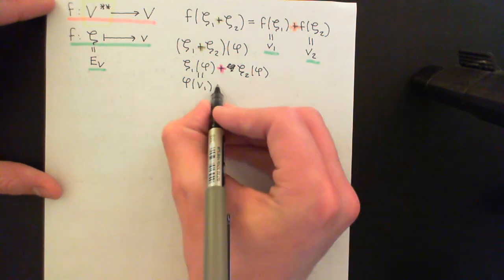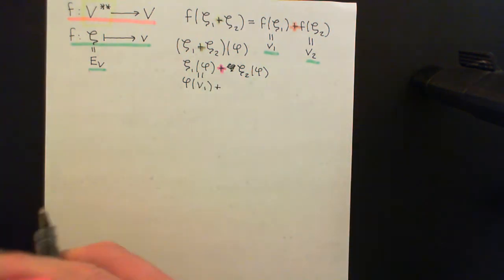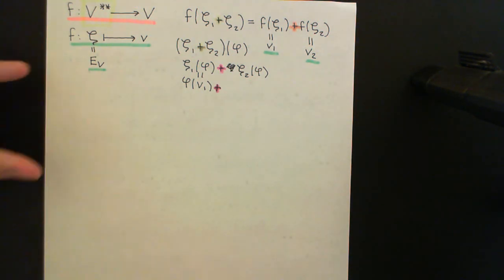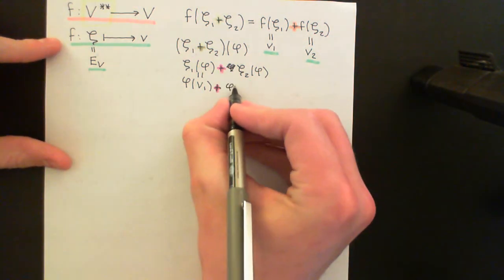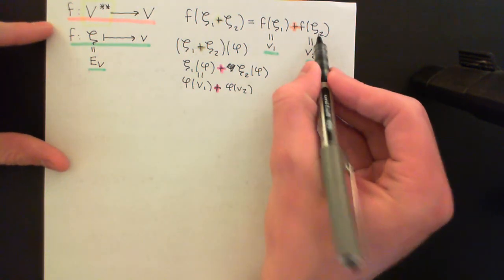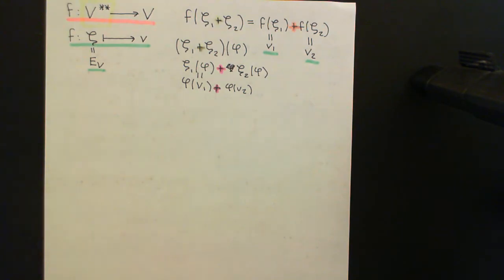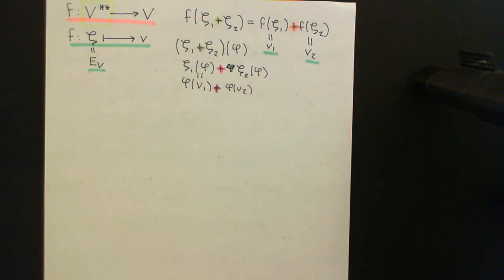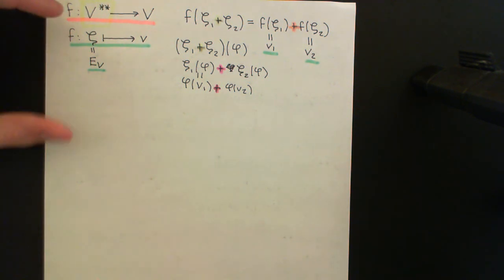Now leave that addition sign in there. And now the other bit, zeta 2 of phi, same argument again. That's just going to be phi evaluated at v2, because I said let v2 be the vector associated with zeta 2, the vector which zeta 2 is effectively the evaluation function of. So now I can just say that zeta 2 will map phi onto phi of v2, because it is just the evaluation function associated with v2.